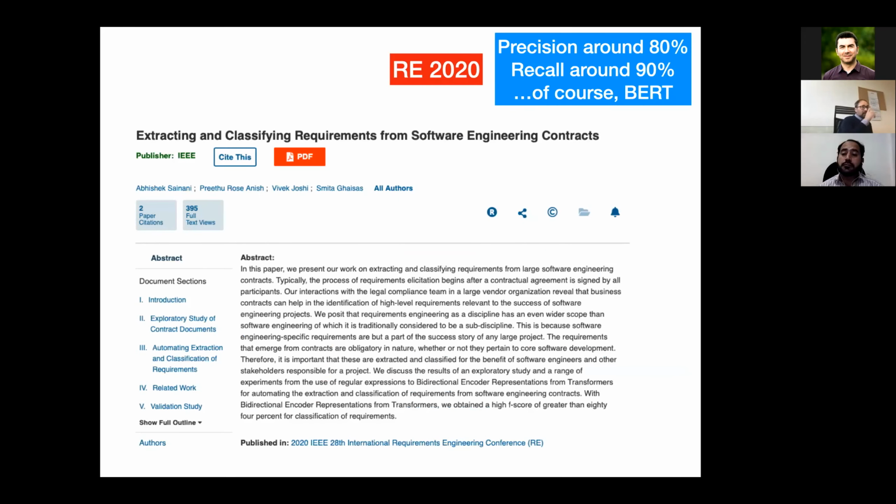And there is also another paper at RE 2020 about this topic. They work on extraction and classification of requirements from software engineering contracts. They reach a precision around 80% and recall around 90%. Again, in this case, they're using BERT. So you see that it is quite dominant, except for a few cases.